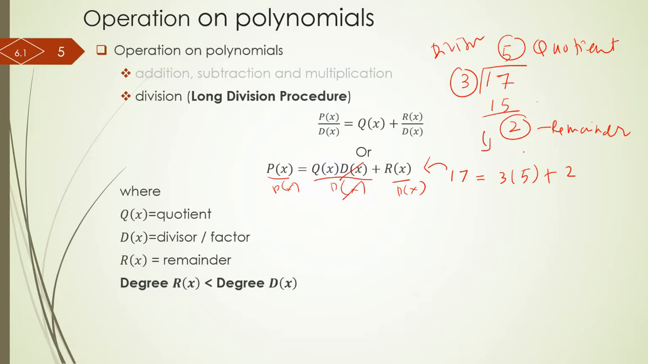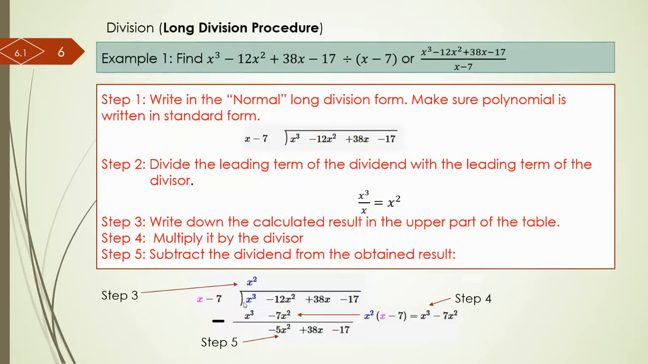One thing to look at here is that the value of our remainder is always less than 3. So for the polynomial, the degree of our remainder is always less than the degree of the divisor. Okay, so we look at the first example.